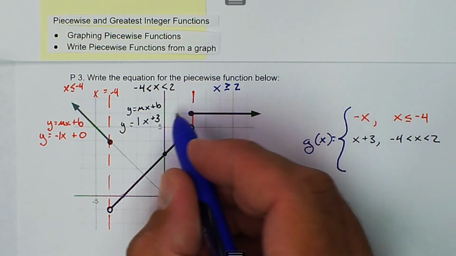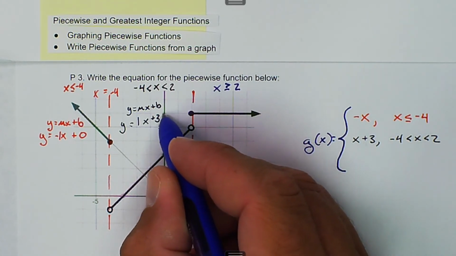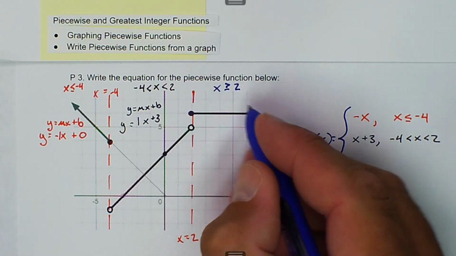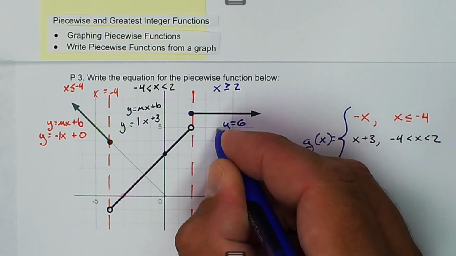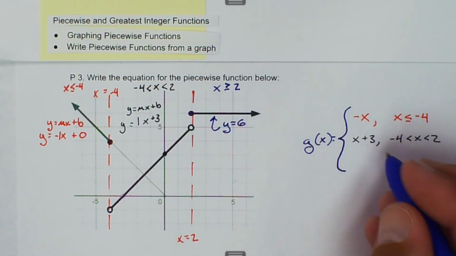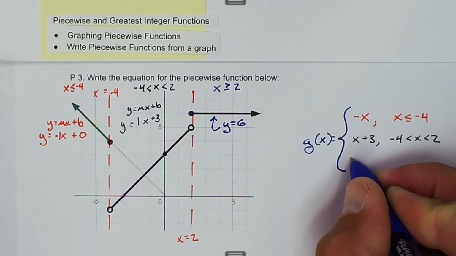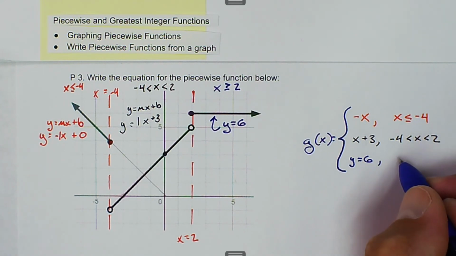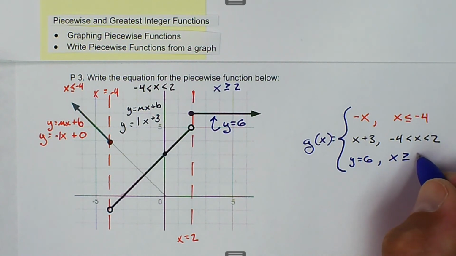So we look to where this graph would cross the y-axis. 1, 2, 3, 4, 5, 6. So this is the equation of y equals 6. So first we write our equation, which is y equals 6, and then we put our restriction, and the restriction is x has to be greater than or equal to 2.